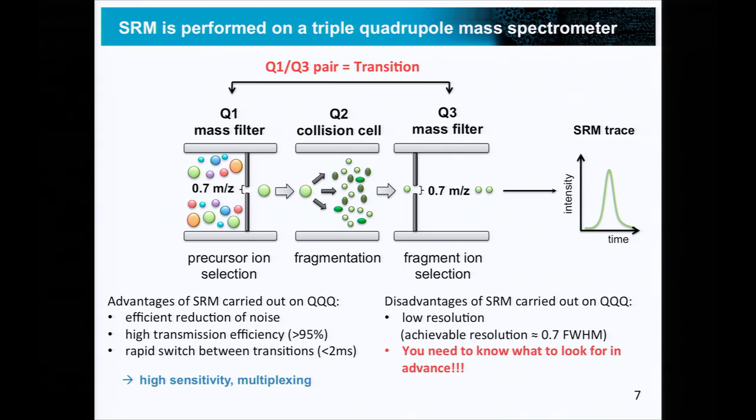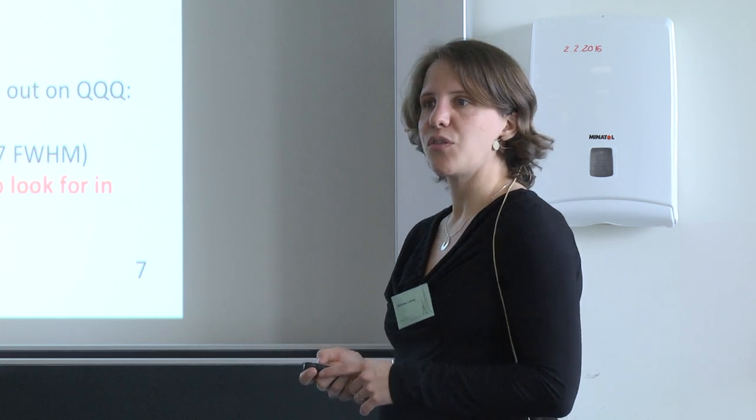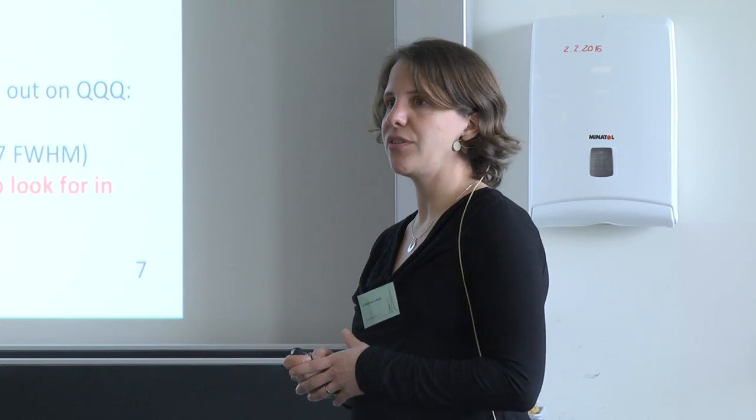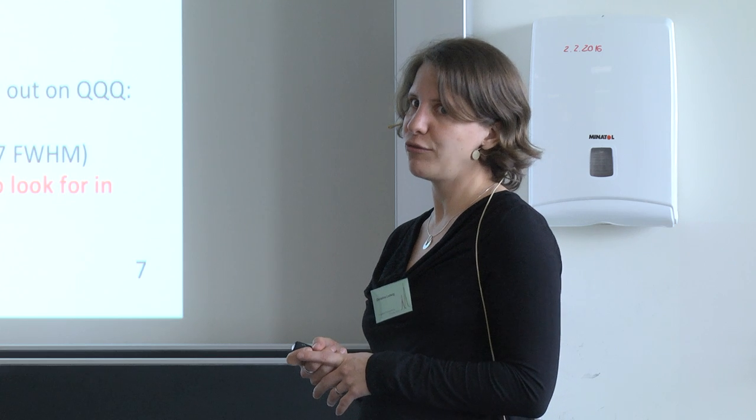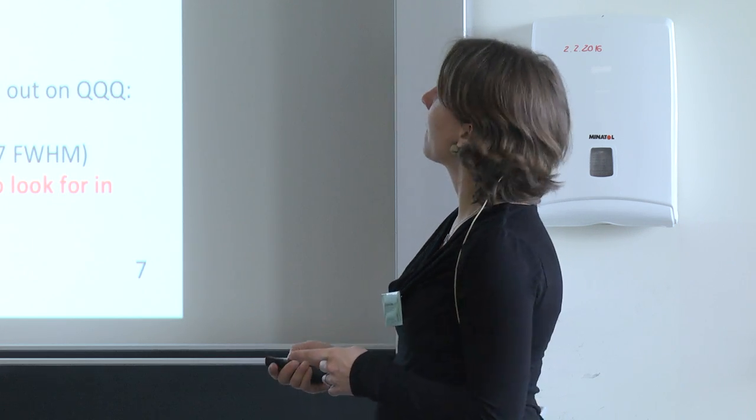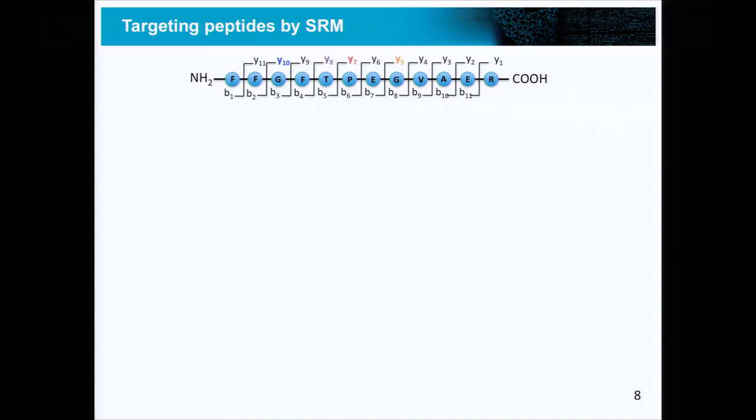And there is this second disadvantage of triple quads, or of SRM in general: you need to know precisely what to look for in advance, which means you need to tell the instrument the filters that it should select for. If you don't know these numbers, if you don't have these parameters, you cannot perform an SRM experiment. Okay. So let's have a look at a specific example, and then I think it will become very clear.